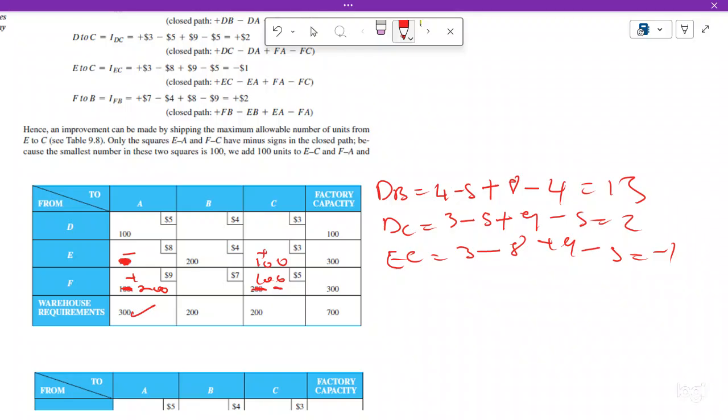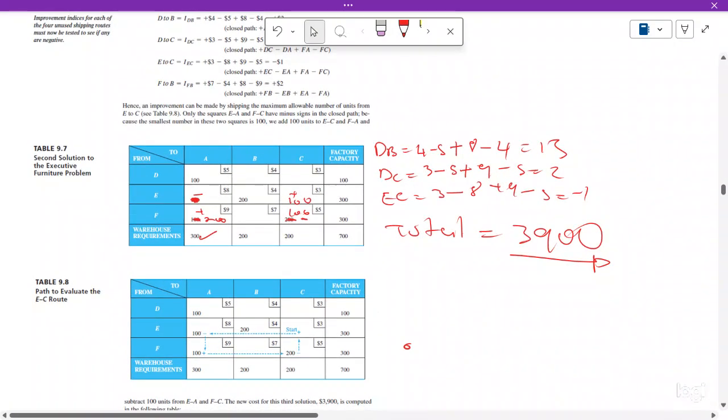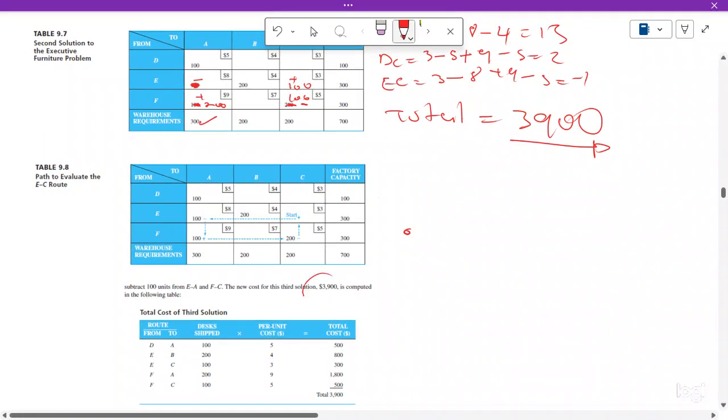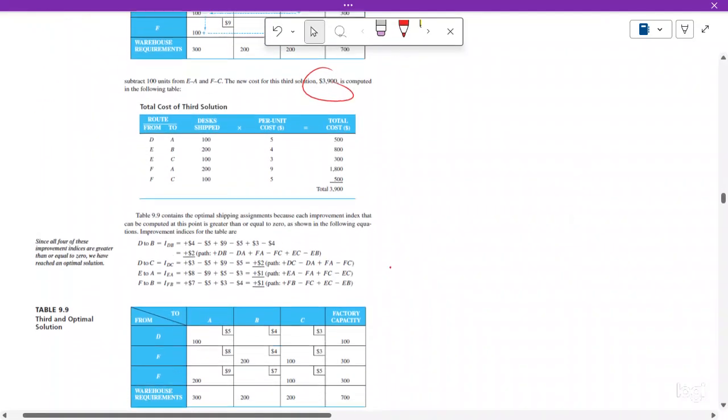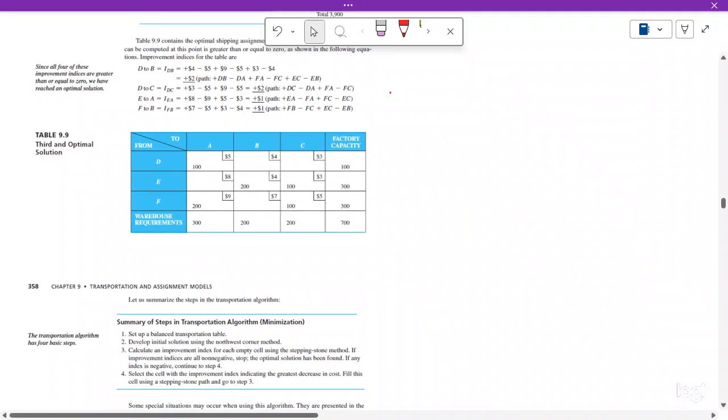Then you are expected to calculate all of them. We are not going to write 100 times 5 plus 200 times 9 plus 200 times 4 plus 100 times 3 plus 100 times 5. And the total cost goes to that. You see 3.9 there. And this is how it looks.